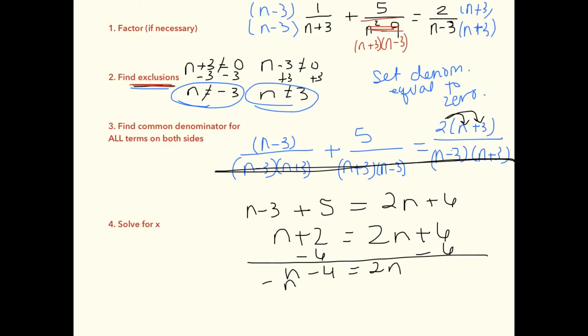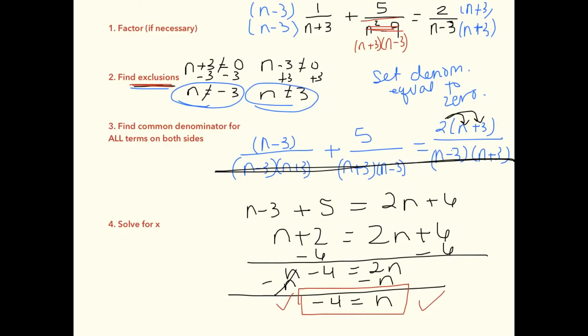I can subtract my n, and these cancel, and get n equals negative 4. And here's where you have to be a little careful. N is negative 4, but you have to go back and look at those exclusions. It's okay because in this case, n can't be negative 3 or positive 3, and we're saying that n is negative 4. So that's okay. So we have an answer.